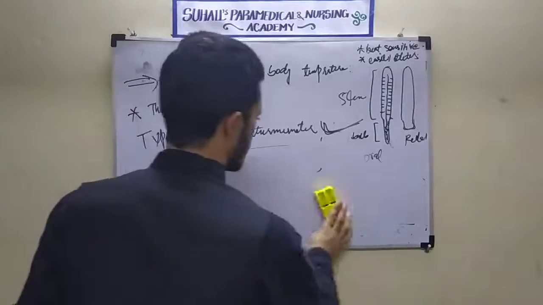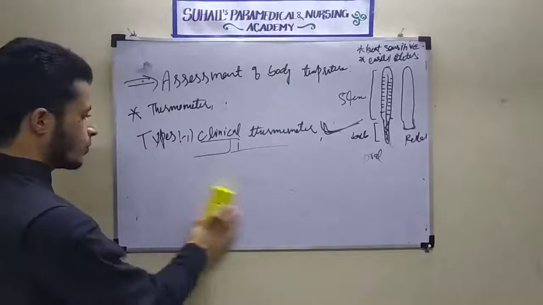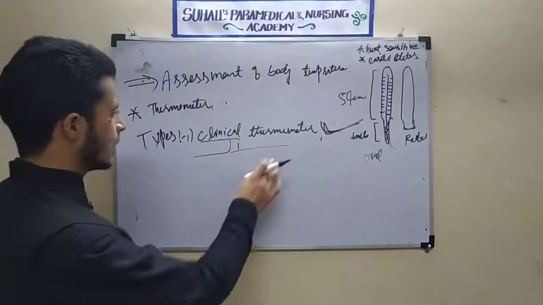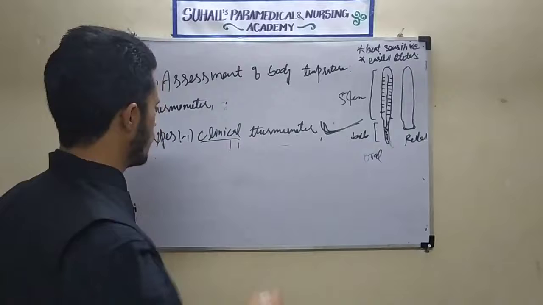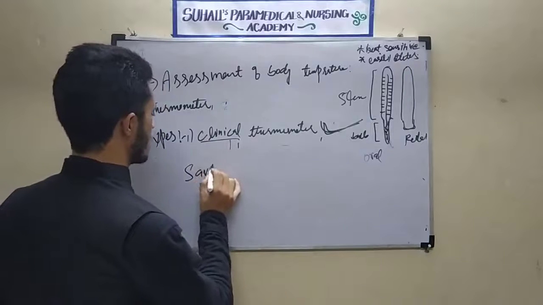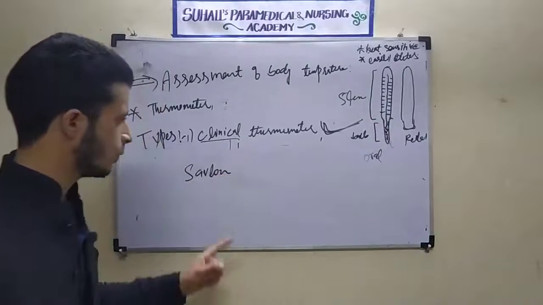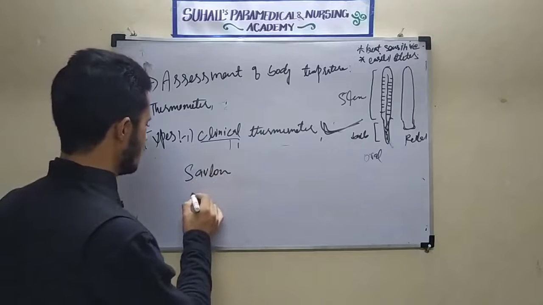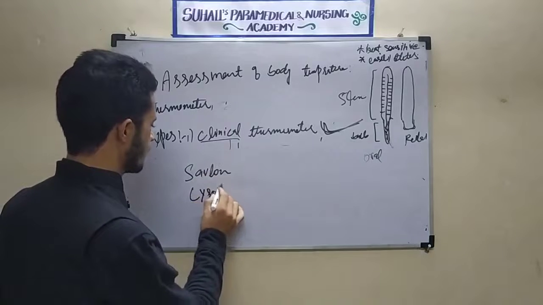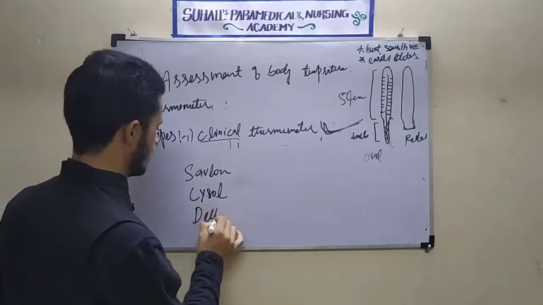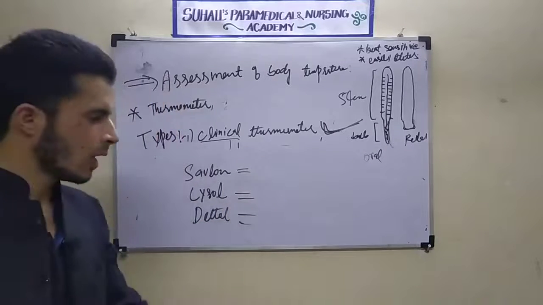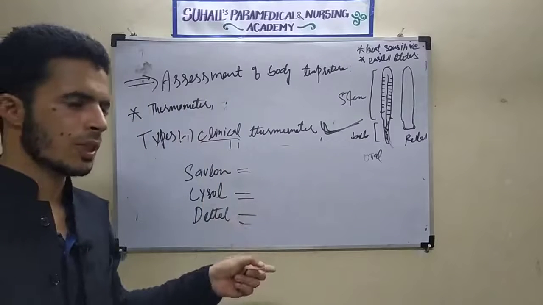Actually, this is part of the procedure. But before I go to the procedure, I will tell this here about the clinical thermometer. How do we clean this clinical thermometer, rectal or oral? Three solutions are used. We can use a disinfectant, we can use Savlon. These are the disinfectants: Savlon, another is Lysol, another is Dettol.